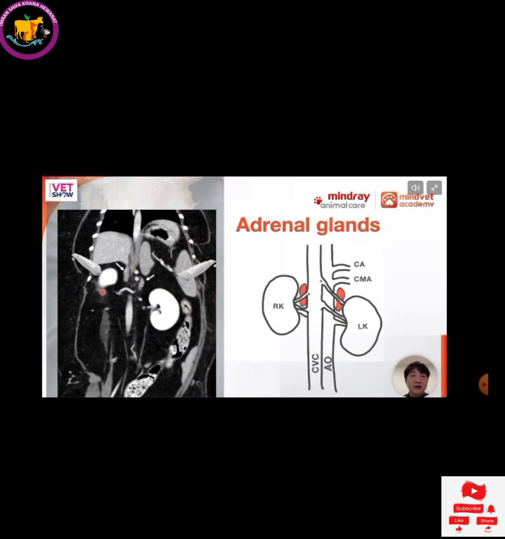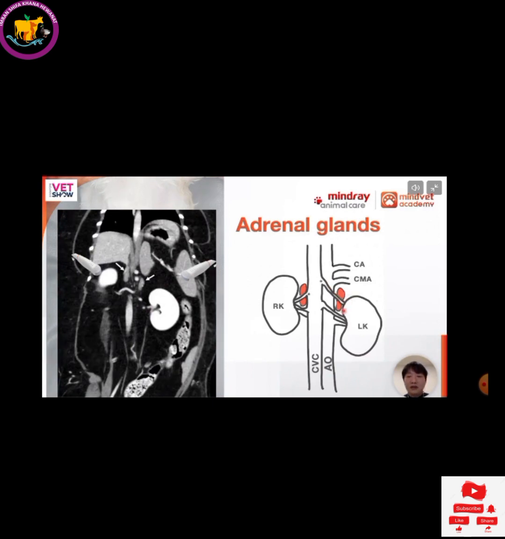To identify the left adrenal gland, follow the aorta. This gland is located cranial to the renal artery. Here is the renal artery, and caudal to the cranial mesenteric artery here. The phrenico-abdominal vein may be seen crossing the mid-body of the adrenal gland. You can use the color Doppler to detect it.